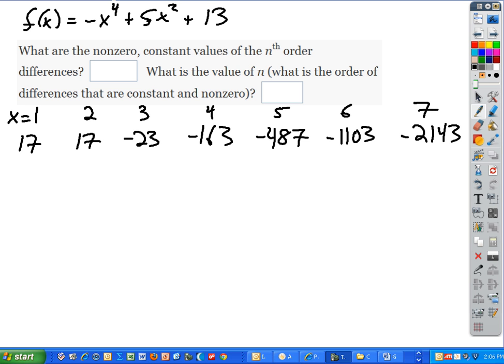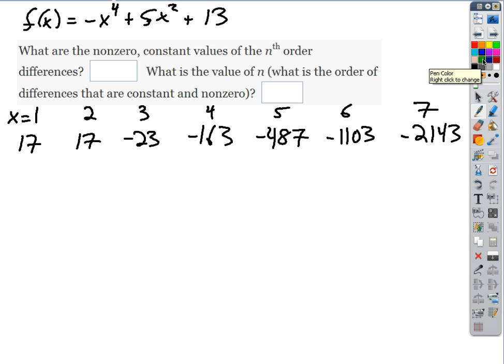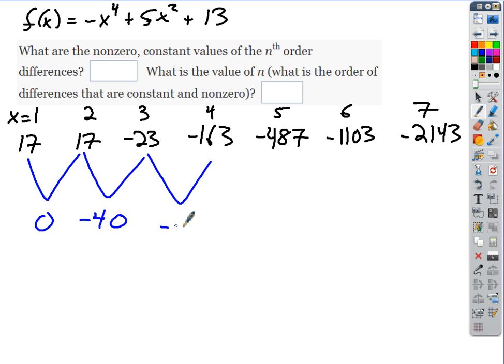Okay, so the first order difference is 17 minus 17 is 0. Negative 23 minus 17? No, 40. Negative 40, right? Because I'm subtracting. Adding negative 17 to negative 23. So negative 40, negative 324. How is it a negative 17?